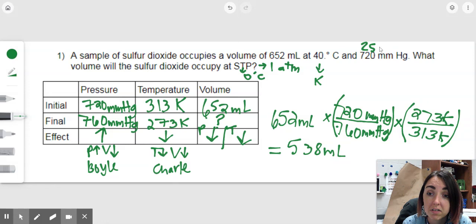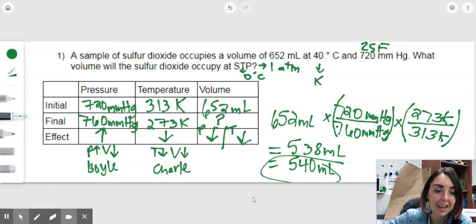Of course, if I look at my sig figs, I see this pressure here and a couple other measurements only have 2 sig figs. So I need to round my answer to 2 sig figs. So with 2 sig figs, I would get 540 milliliters as my final volume. I come over here. That makes sense because my volume went down on 2 accounts. So this number should definitely be lower than this number. And there we go. That's it. That's how you solve a combined gas law problem.